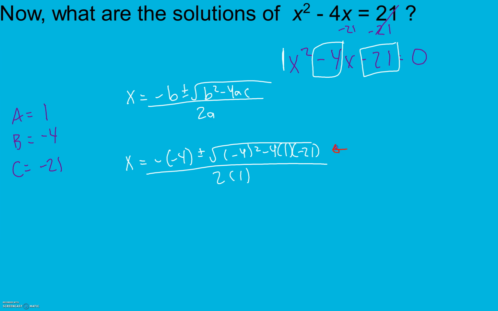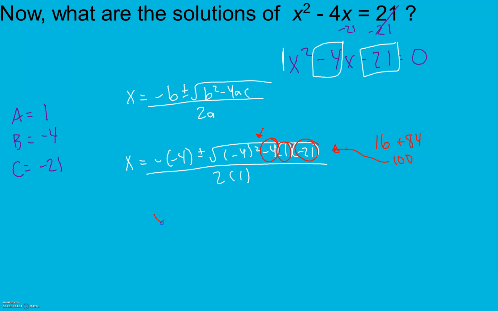So I'm going to simplify what's underneath my square root. Negative 4 squared is positive 16. Again, when we square a number, guys, it's always going to be positive. Take your sign with your number there. So negative 4 times 1 times negative 21 gives me a positive 84. So now I add those up and get 100. And that's what goes inside my square root.